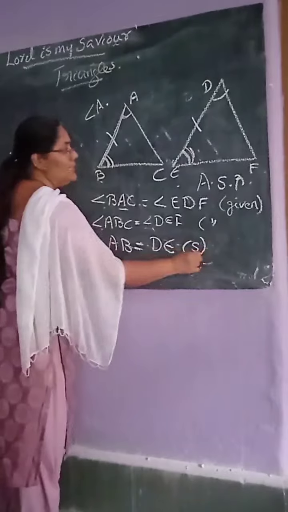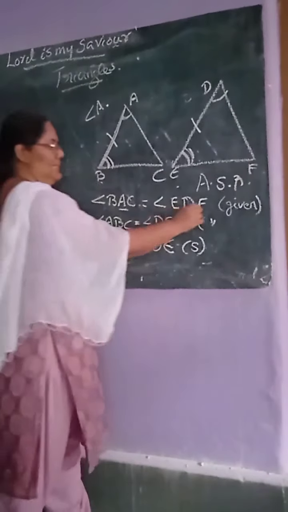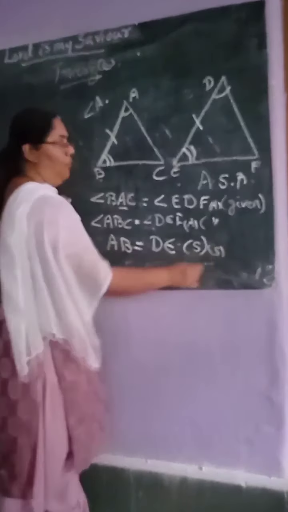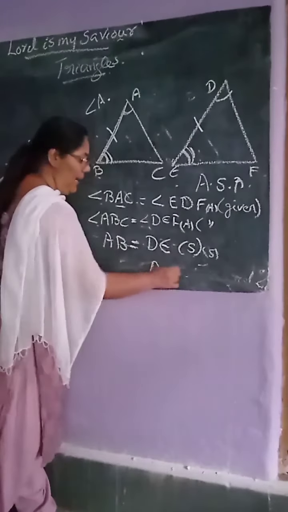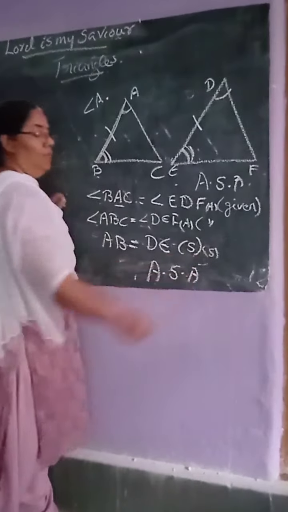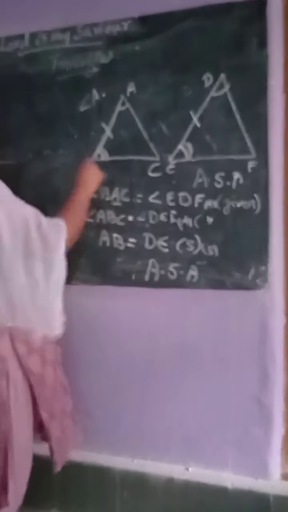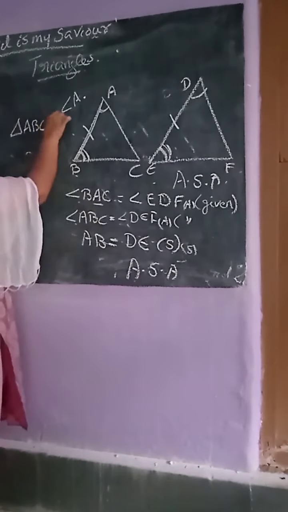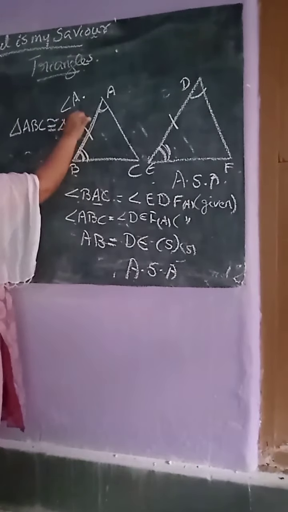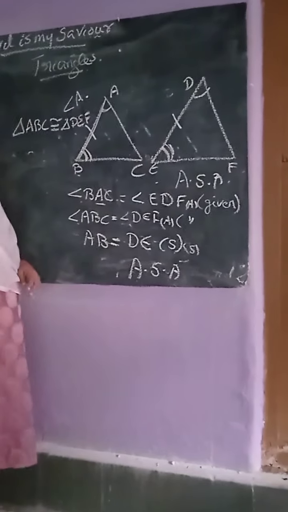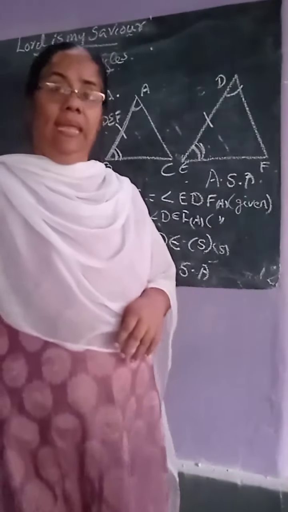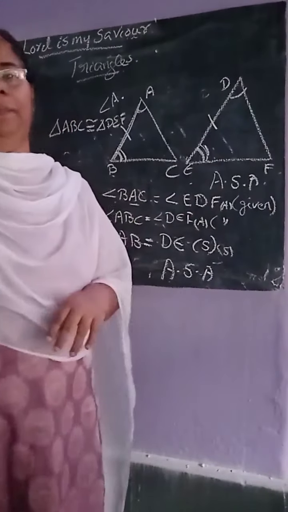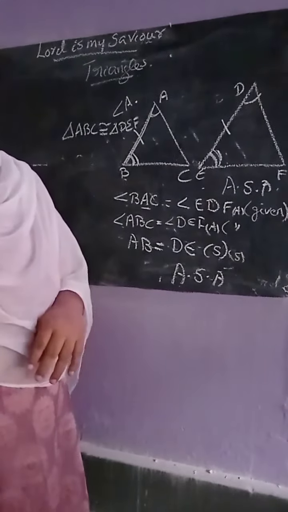That is one side. Here this is an angle, so angle, side, angle. Therefore, by which theorem? By ASA, we can say that triangle ABC is congruent to triangle DEF. That is by which theorem? ASA. The next theorem, right?